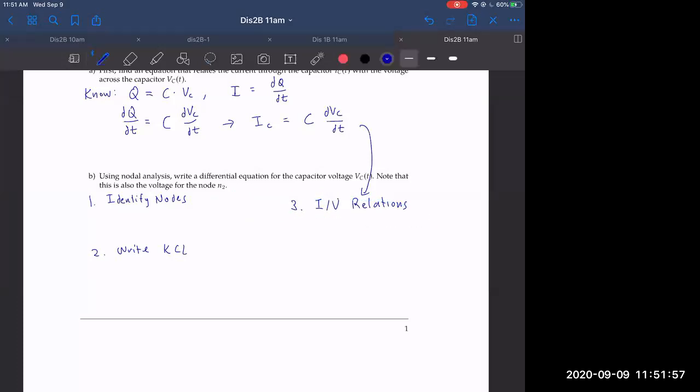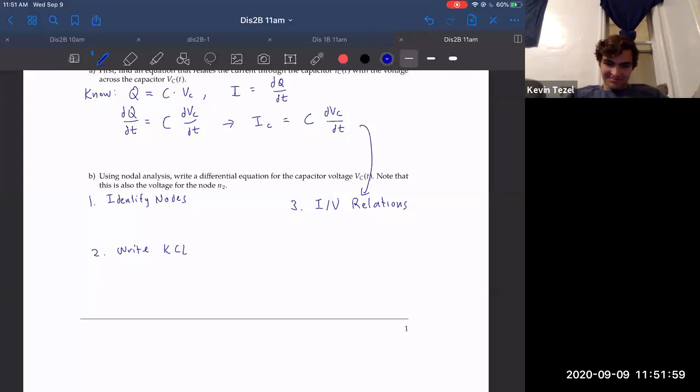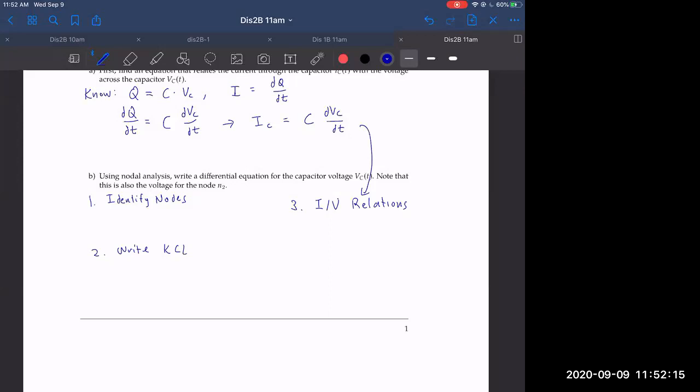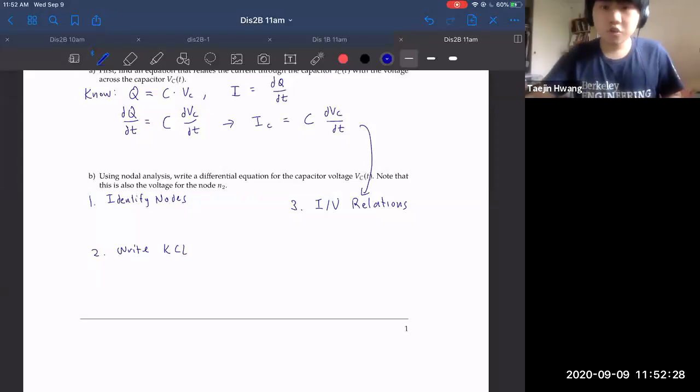All right, looks like people are starting to come back. Were people able to get the full differential equation? I know one group got it, but just wondering how the other groups are doing. All right, let's go over this together.